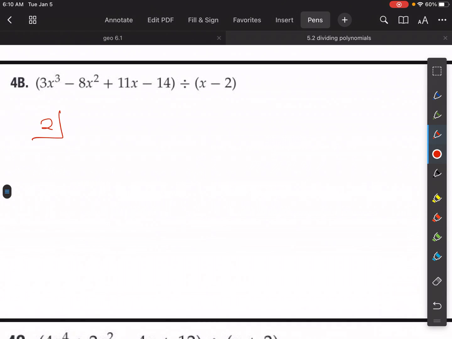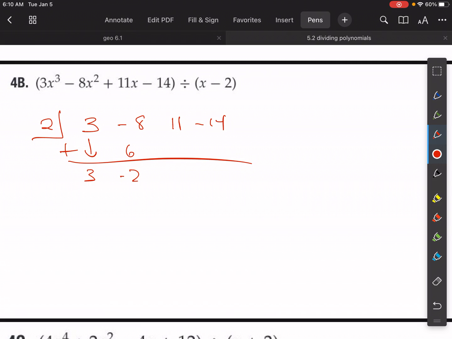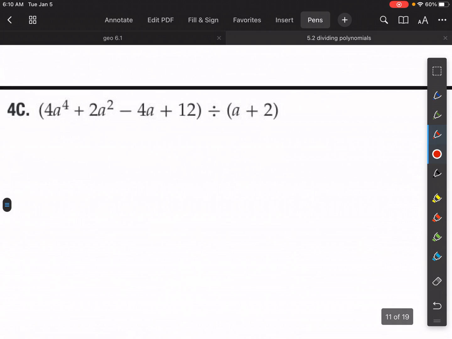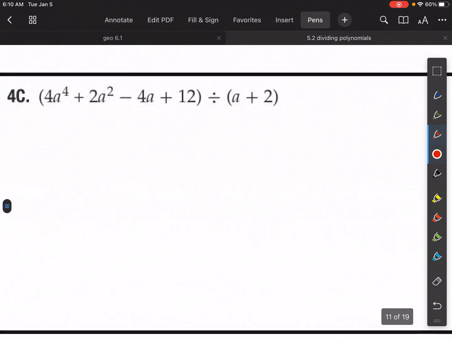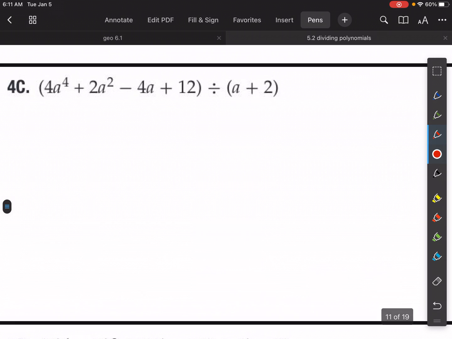4b, let's try another one here. We have 2 going into 3, negative 8, 11, negative 14. Okay, bring this guy down. 3 times 2 is 6. Add. We have negative 2. Negative 2 times 2 is negative 4. Add those together, we got 7. 7 times 2 is 14. And we're left with 0. So we have 3x squared minus 2x plus 7. Okay, that's your answer. So kind of fun, kind of a lot faster than going the other way with long division.